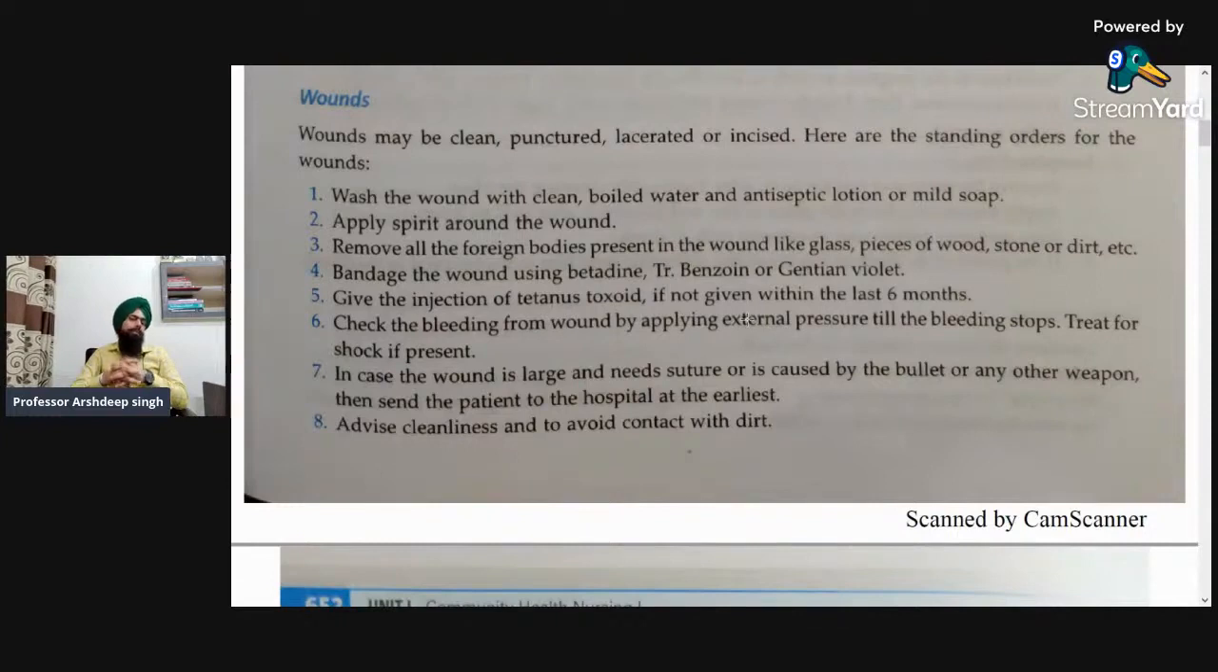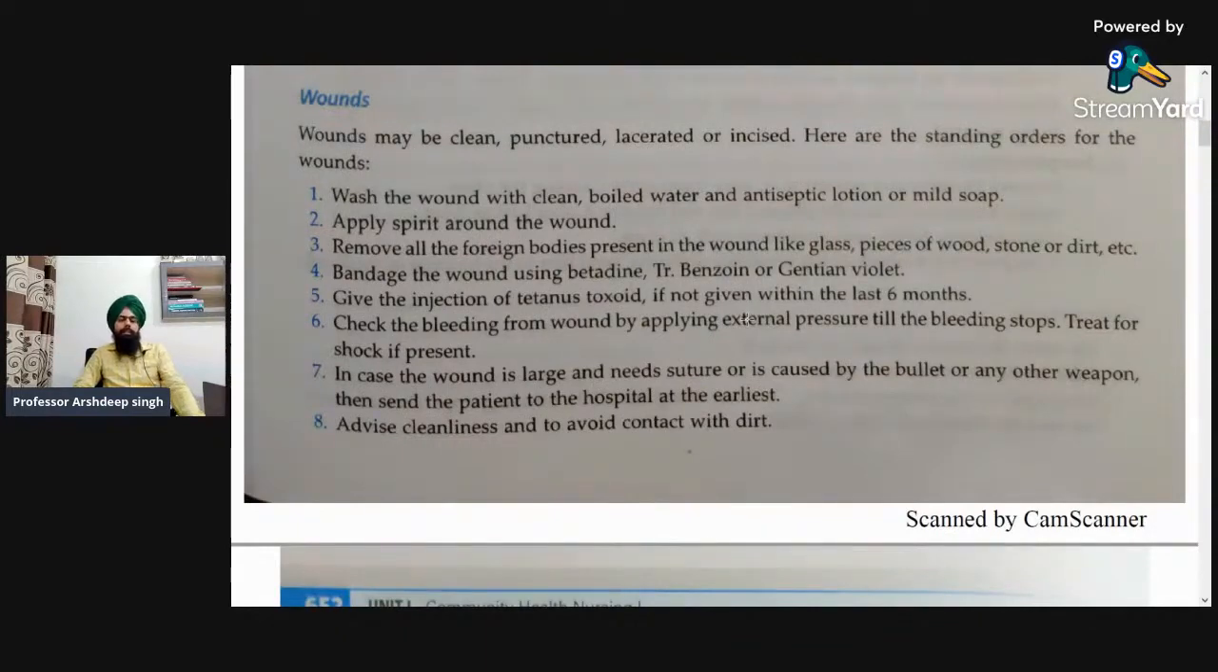So here are the standing orders for the wounds, how we can manage the wounds. Some of the points are: wash the wound with clean boiled water and antiseptic solution or mild soap. So that is the best treatment of the first aid. That will prevent the infection. Second is apply spirit around the wound and remove all the foreign bodies present in the wound, that are not supposed to be present in the wound, like glass, piece of wood, stone or dirt, from which mostly that wound is occurring. Next, bandage the wound using betadine, tincture benzoin, or gentian violet.